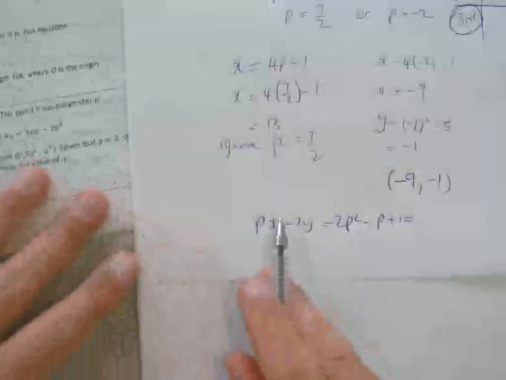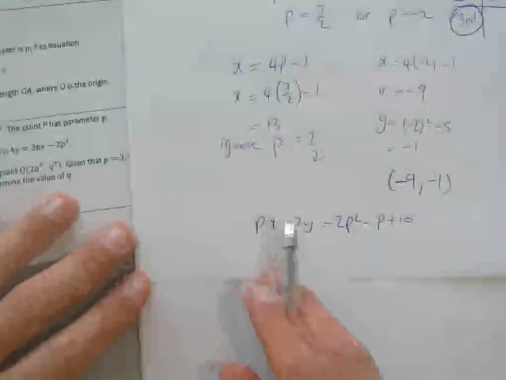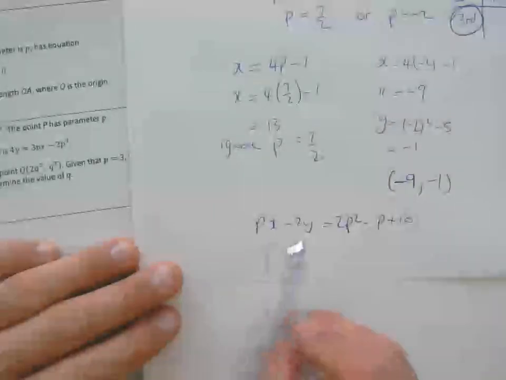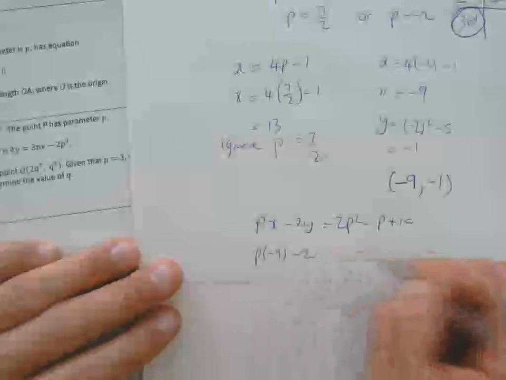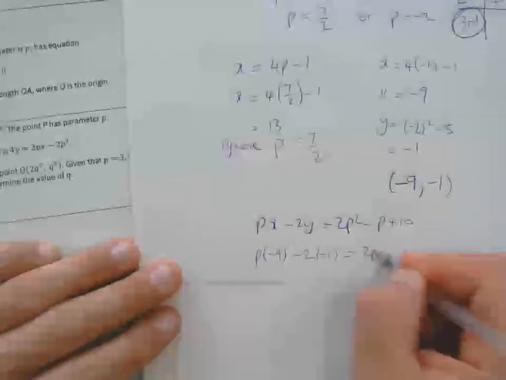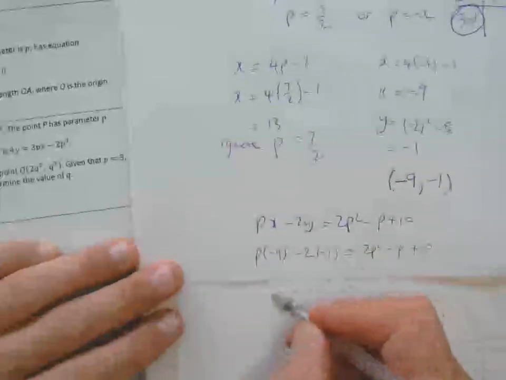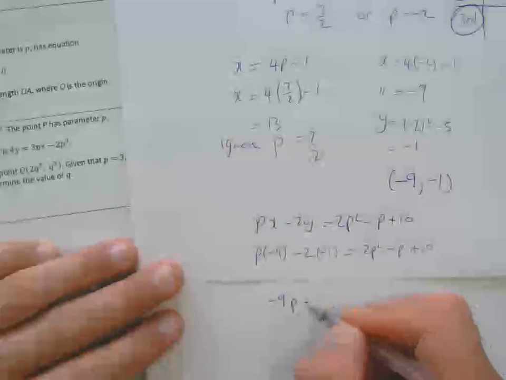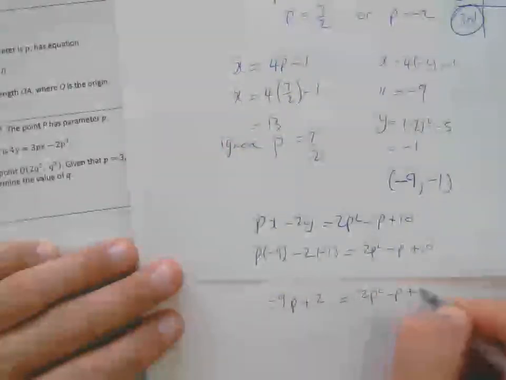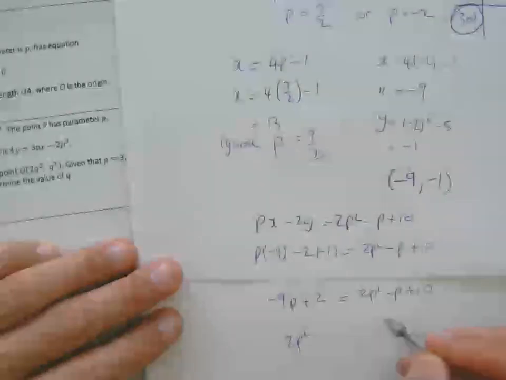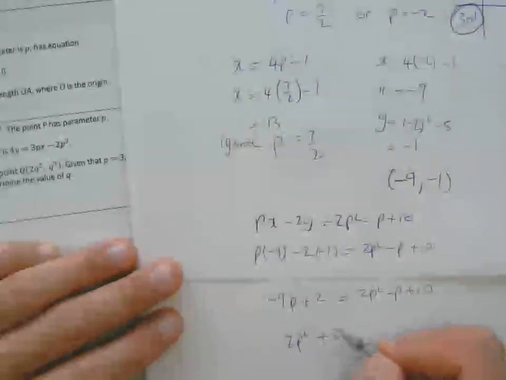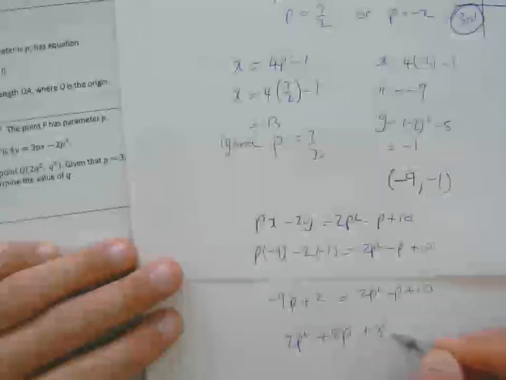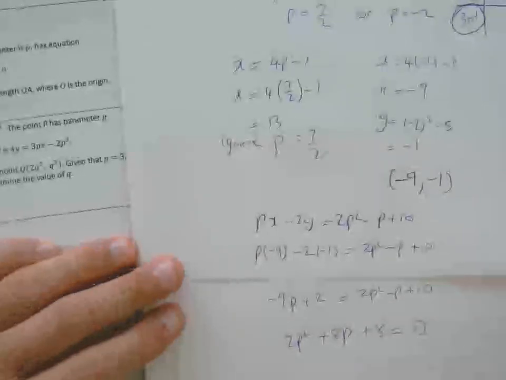But then to get the equation of the tangent, what we do is sub these in, right? To get it even more specific, we sub these in. So we got p times minus 9 minus 2 times minus 1 equals 2p squared minus p plus 10. So this will be minus 9p plus 2 equals 2p squared minus p plus 10. So you get 2p squared, take that over, so it would be plus 8p, and take that over, plus 8 equals 0. And there's my equation of the tangent. It's even more specific than what was given before.